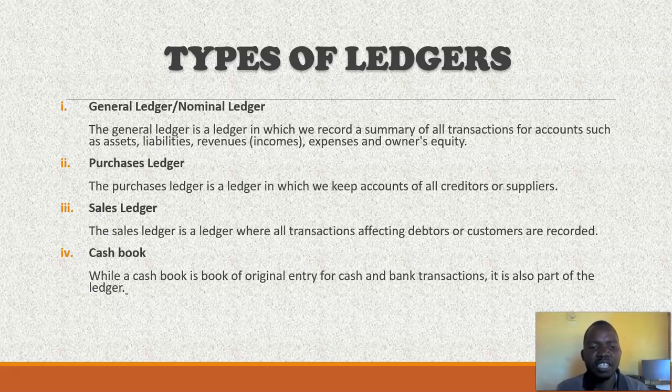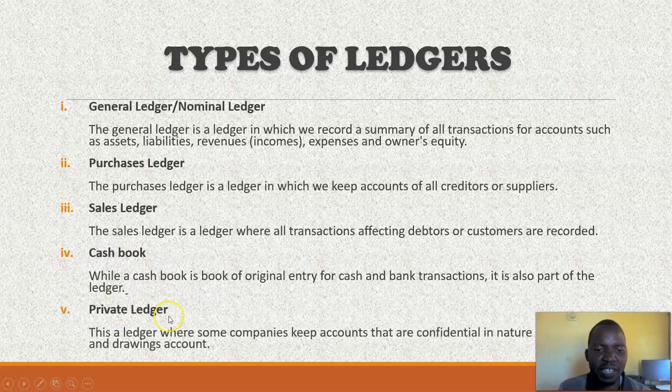For instance, deposited cash into the bank account. You look at cash you give out and bank you receive, and these two, cash account and bank account, are all found in the cash book. Therefore, the double entry system for that particular transaction will be completed in one book. Lastly, we have the private ledger. This is a ledger where some companies keep accounts that are confidential in nature, such as a capital and drawings account.